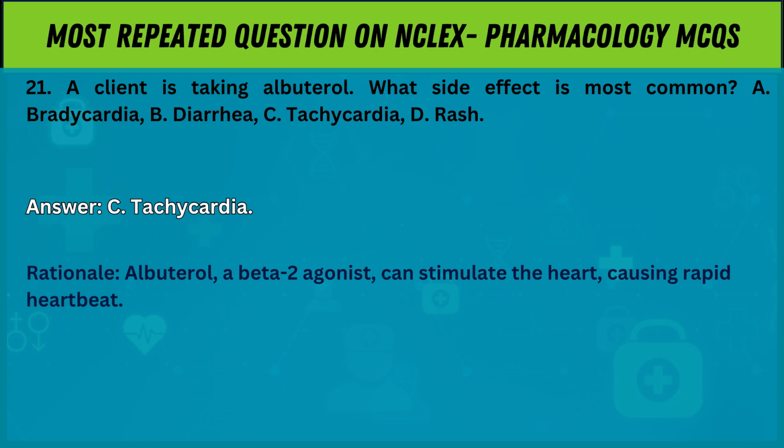21. A client is taking albuterol. What side effect is most common? A. Bradycardia, B. Diarrhea, C. Tachycardia, D. Rash. Answer: C. Tachycardia. Rationale: albuterol, a beta-2 agonist, can stimulate the heart, causing rapid heartbeat.